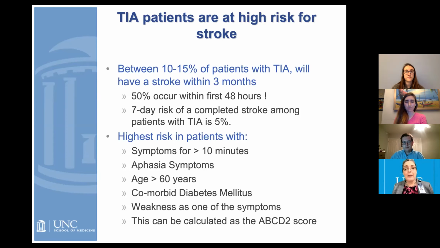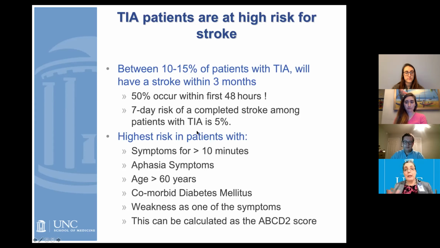Now think about it. If I gave you a 15% chance of winning that big lottery that just ran, you'd probably buy a lottery ticket. So that is not an inconsequential number. And what's more striking is that about half of these people will have their stroke in the first 2 days after their first TIA. So immediately you get the sense that when there's a TIA event, something that has triggered that event is ongoing, and we need to act quickly to prevent the next event and to prevent a permanent event like a stroke. So if you look at all patients who come in with a TIA, at the end of a week, 5% of those will have a stroke.